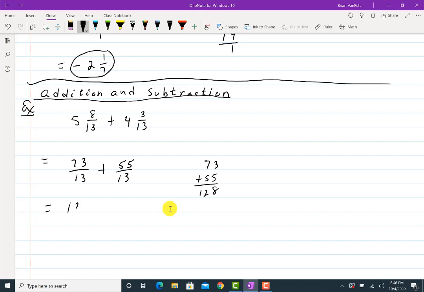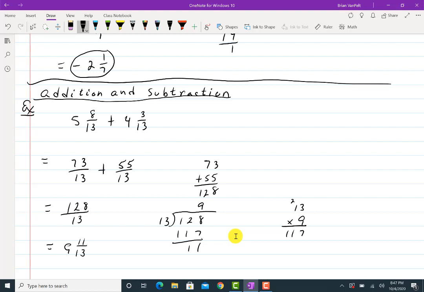And I get 128 over 13. And then to finish off the problem, I'm going to take 13 into 128. I'm kind of stuck because 13 doesn't go into 12, but I don't know how many times it goes into 128. Let me try 9 times 13. Okay, so it's 9 times. So we have 9 and 11 over 13.